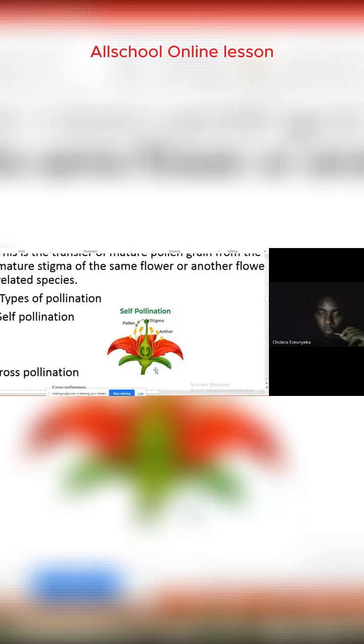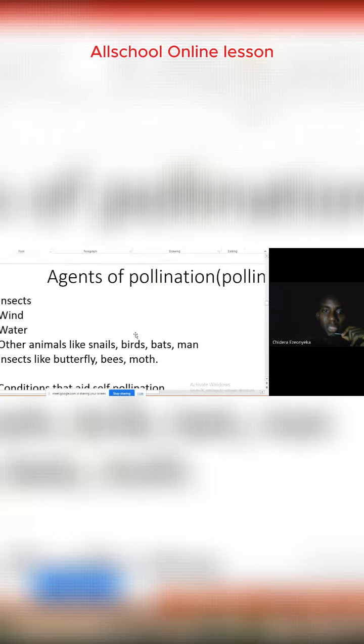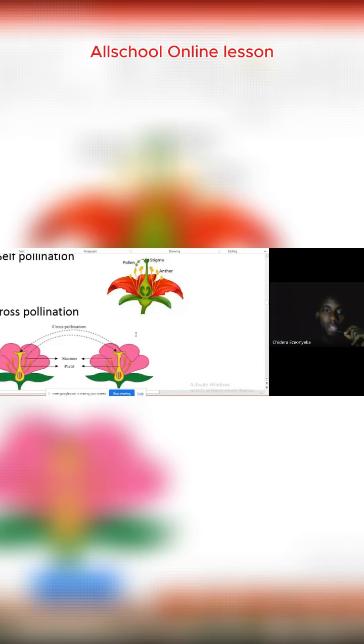All happens on the same flower. Are we on the same page? Am I clear? Yes, sir. Good. Now, when it comes to cross-pollination, it is still the transfer of these pollen grains from the anther to the stigma. But in this situation now, it is transferring from one plant to another plant.